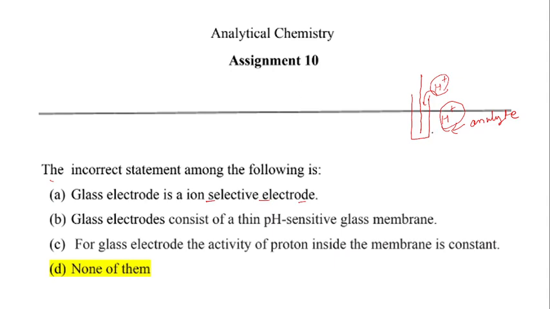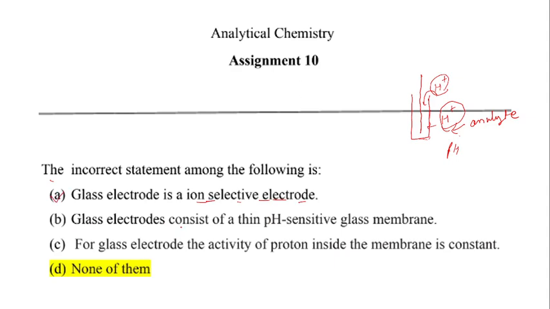pH or glass electrode. Generally it is known as a pH electrode. This working principle is followed by the pH electrode. On the basis of the concentration difference of proton, or hydrogen ion, it will give some potential which will be used for pH determination, or sometimes it can also be used for other ion determination. So the glass electrode is an ion selective electrode. This membrane, also known as the glass membrane, is responsible for specific ion selection. So the first statement is correct.